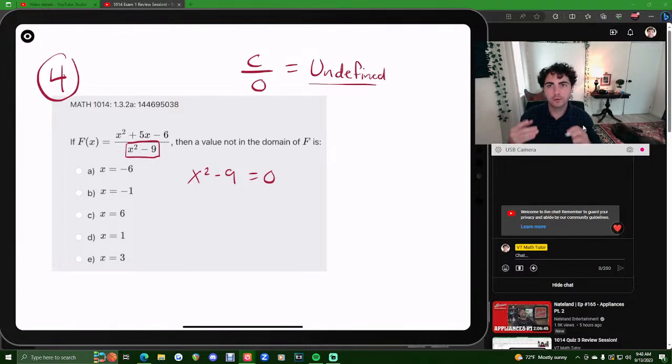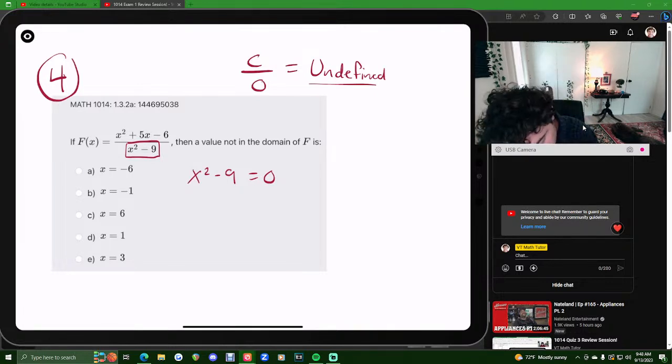And so if we're looking for an x value that's not in the domain, any x value that makes the denominator equal to 0, when plugged into the function, would make the whole function value undefined. So that's why the x value would not be in the domain, because the domain is only the set of x values that, when plugged into the function, produce defined function values, not undefined function values.